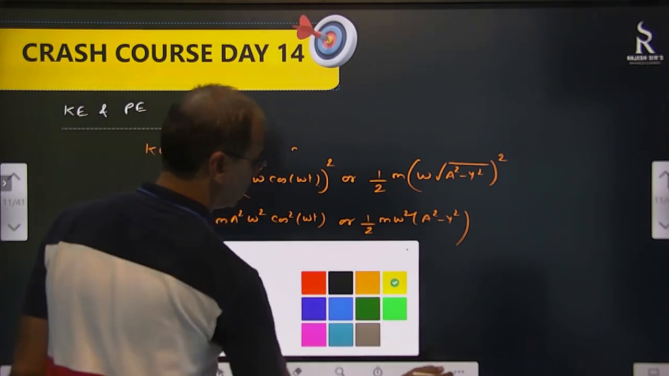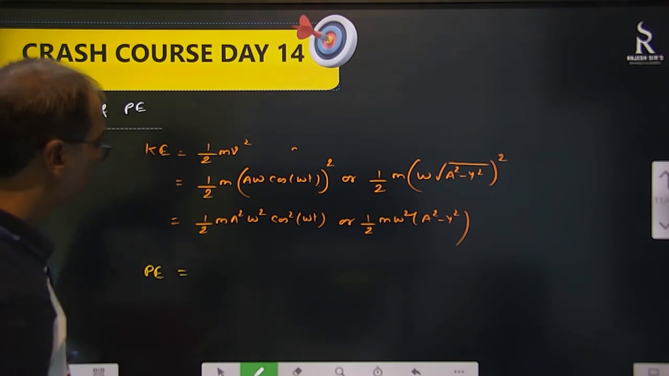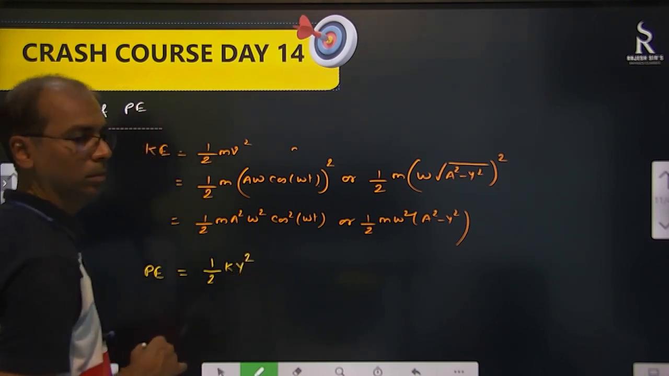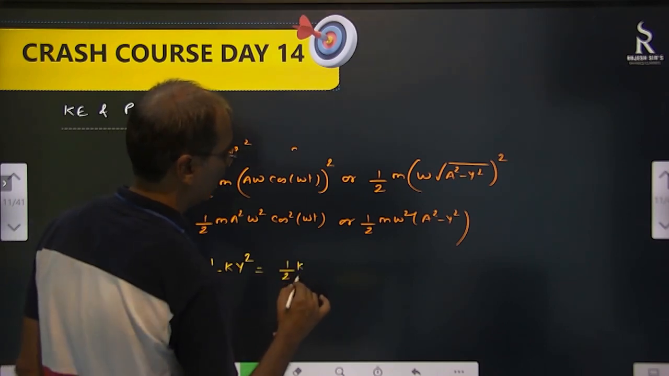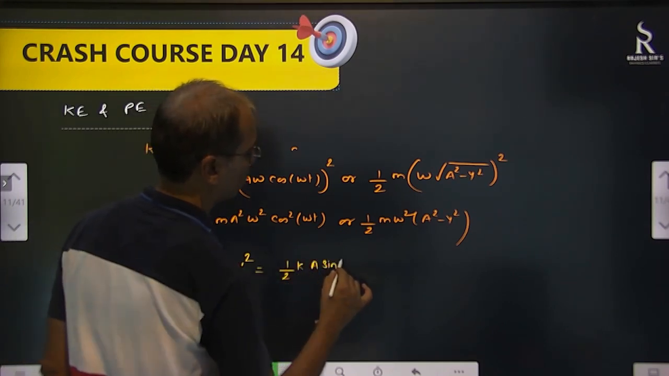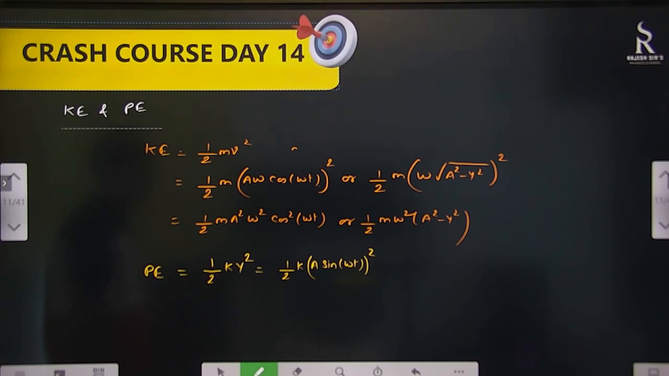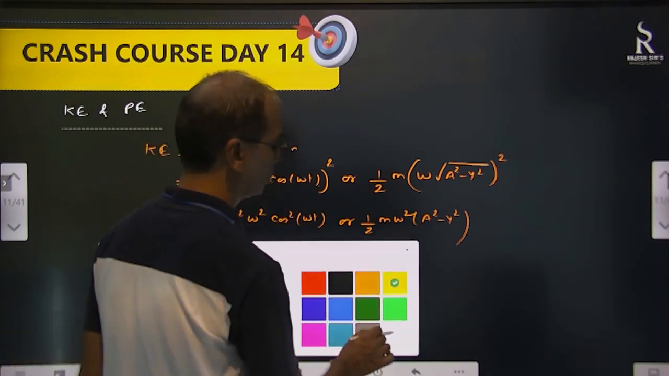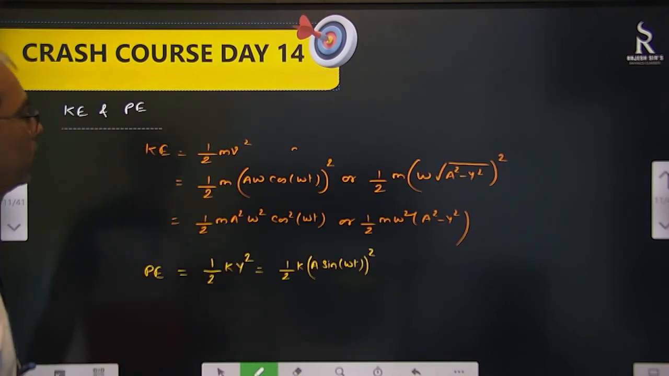Then what about potential energy? Now we would like to find potential energy with the help of a spring. What used to be the spring energy? You say half kx square. So here I am saying half ky square. What is y? A sin omega t. So half k a sin omega t, whole square. Now the question is, what is this k? This k value we have to find now. So to find the k value, I am going to the spring mass system.